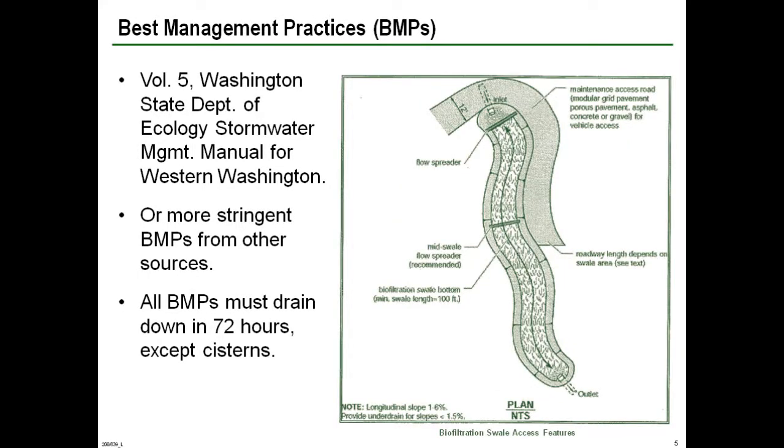Once the volume is known, then best management practices can be selected. LEED ND requires projects to use the Washington State Department of Ecology's Stormwater Manual for Western Washington, or other BMPs from other sources can be used as long as they're more stringent than the Washington State measures. All BMPs, regardless of their source, must drain down in 72 hours, except for cisterns.